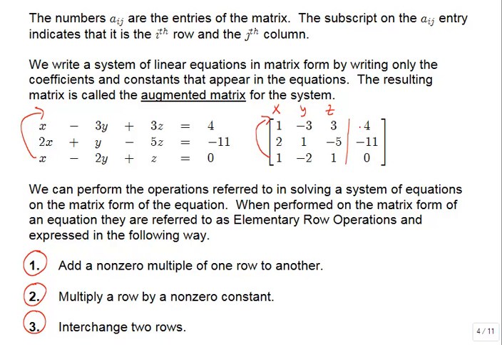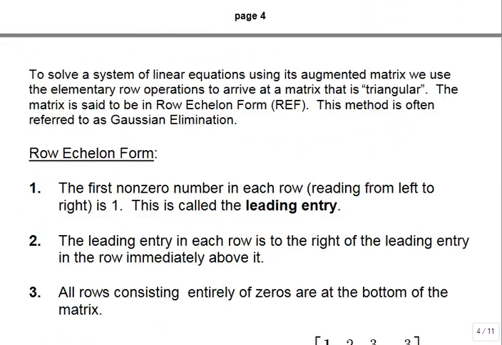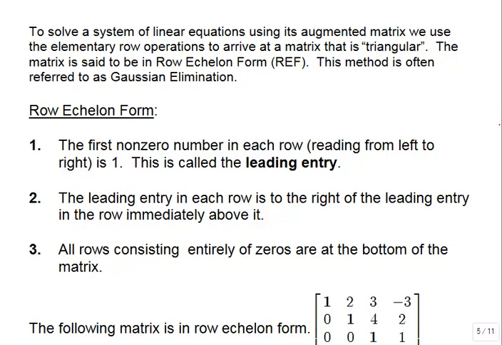These are called your elementary row operations, and these are basically the rules that you are to follow when you're trying to convert a matrix into our triangular form. To solve a system of linear equations using its augmented matrix, we use these elementary row operations to arrive at our triangular matrix. This is called row echelon form, or REF. And this method is often referred to as Gaussian elimination.